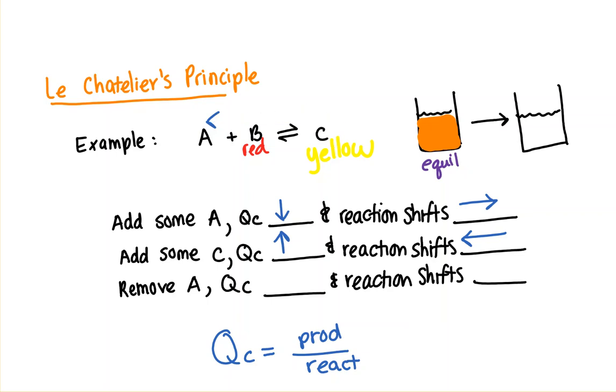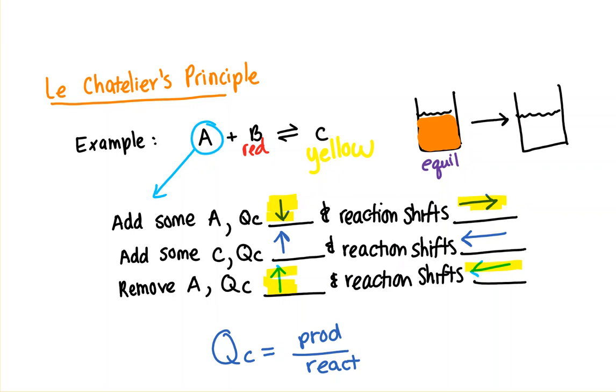Last one, if I remove A, so in other words, if I do another side reaction or something to take that away, if I'm taking away reactant, well, reactant's on the bottom, so if that number gets smaller, it's going to make my QC get too large, so it'll increase my QC, my reaction quotient, and equilibrium will shift to the left to replace that. And so notice the pattern that I have, that when QC goes too high, it shifts to the left, and when it gets too small, it shifts to the right. If you just remember that QC is products over reactants, that makes sense.